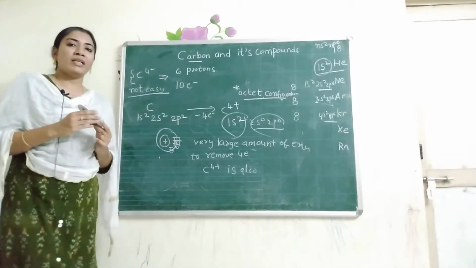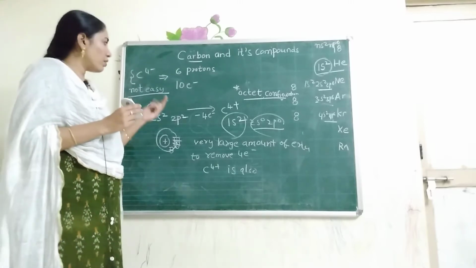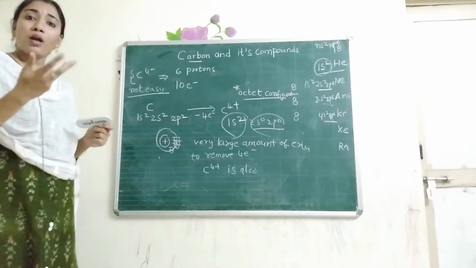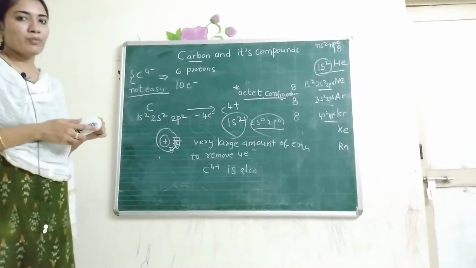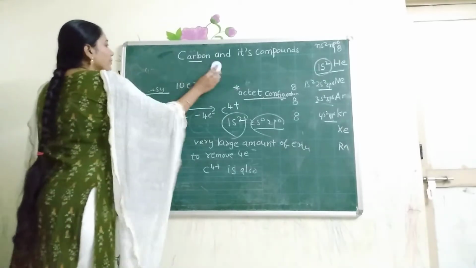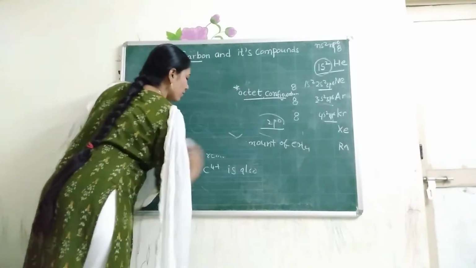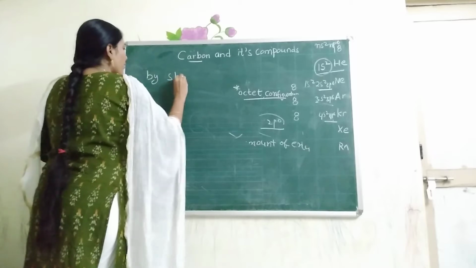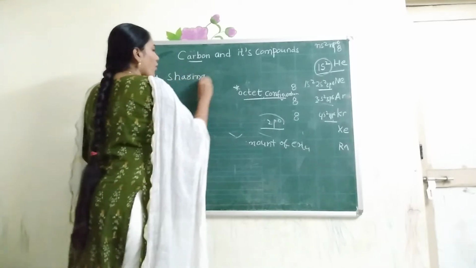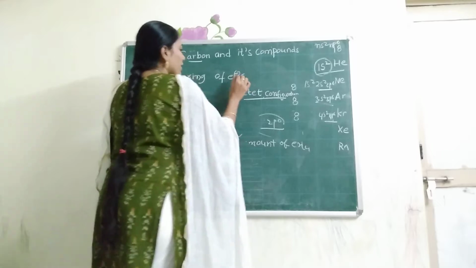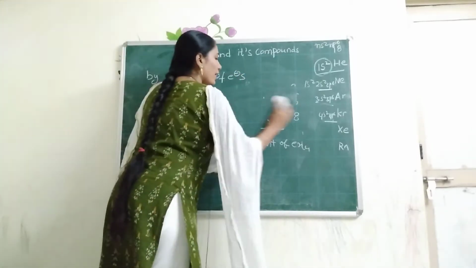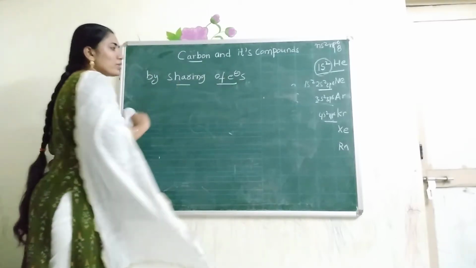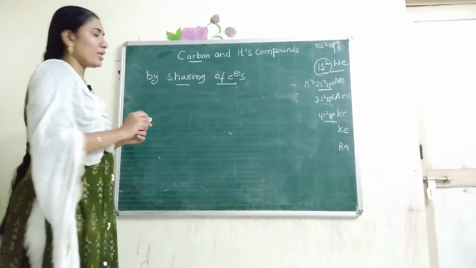Then how does the carbon attain octet configuration? It is not easy to form C4 minus ion and it is not easy to form C4 plus ion. Then how does carbon attain its octet configuration and get stability? Yes, here is the question. Carbon, by sharing of electrons, gets the octet configuration.